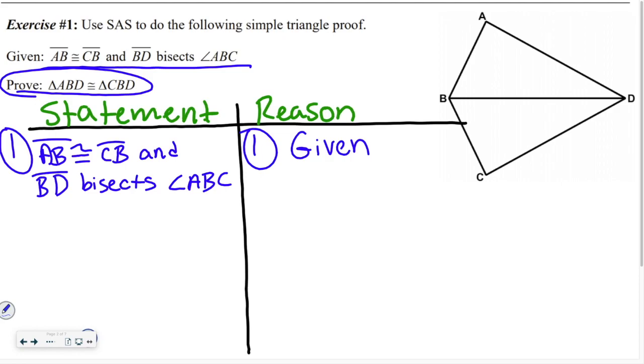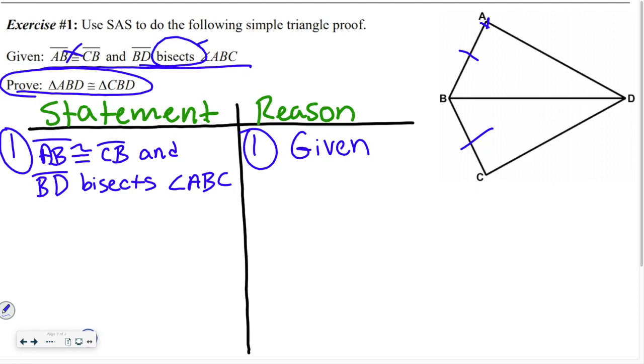Okay, statement number 2 is what is the given telling me? Okay, so notice I need to prove these two triangles are congruent. That's where I want to go. And what I'm given is that AB is congruent to CB. Okay, great. I can't really do anything with that information. It's just there. Now, here is the key.